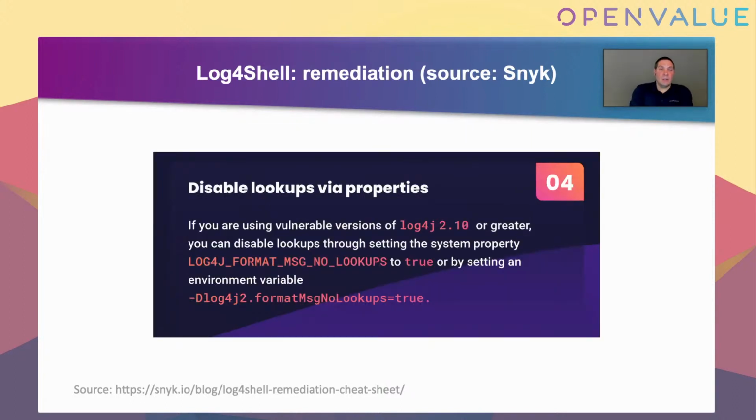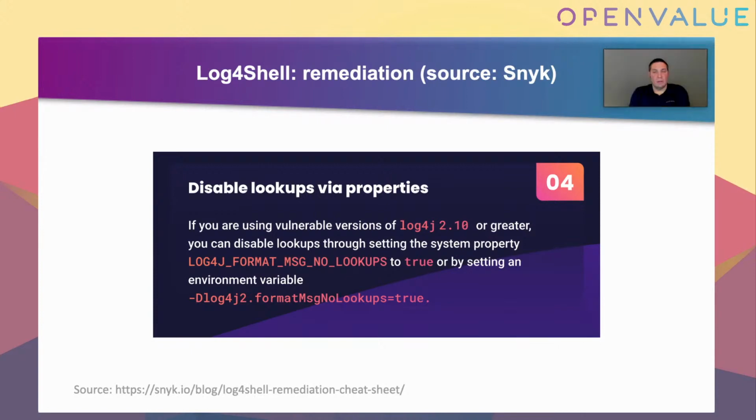You can set properties. If you are on Log4j between 2.10 and 2.14, you can set log4j.format.message.no.lookups to true, or set an environment variable. Are we completely safe with Log4j 2.10 if you set this? I think so. It doesn't do the lookups anymore. But make sure you have Log4j 2.10, because there are older versions of Log4j which are still vulnerable and don't even listen to this flag.